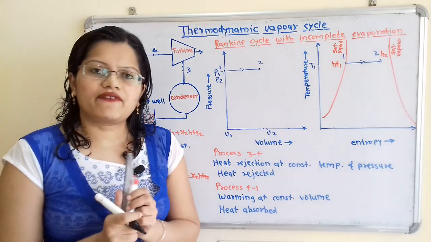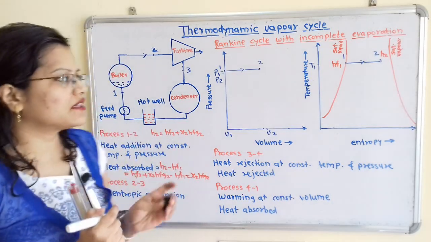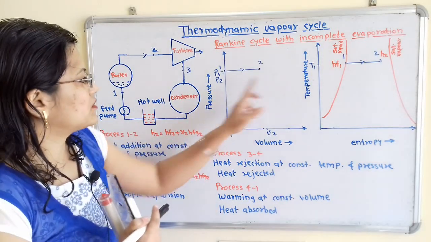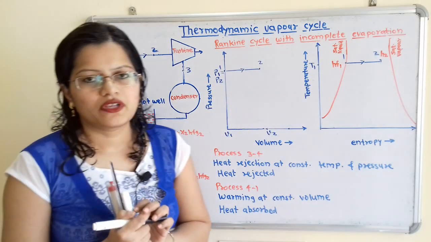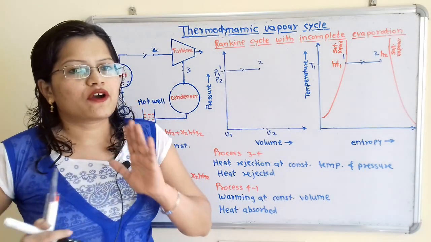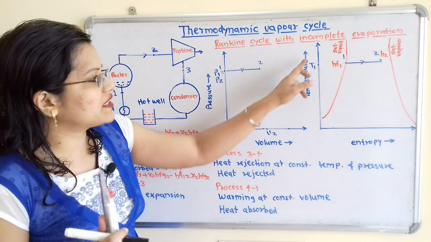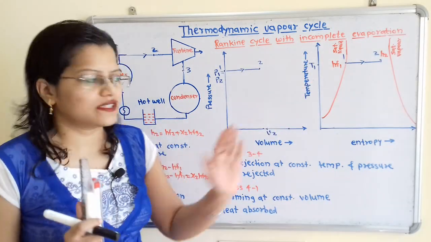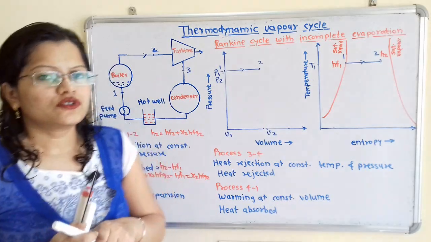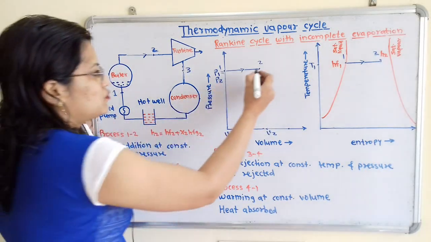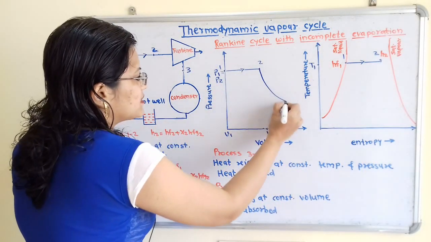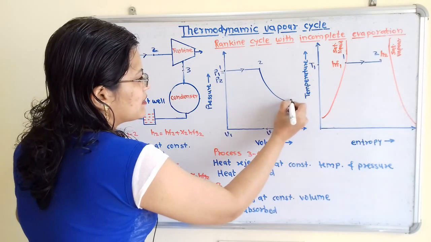So what is the effect of expansion on the other parameters, that is for temperature, pressure and volume? So here because of expansion we know that pressure decreases, and as pressure decreases temperature also decreases and volume increases. So we have to show this process 2 to 3. So decrease in pressure, at the same time increase in volume.